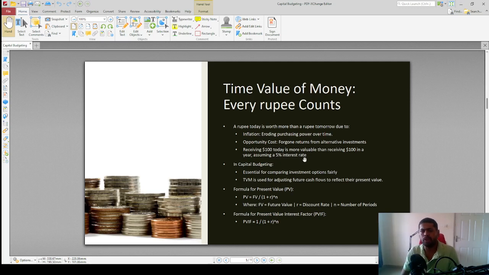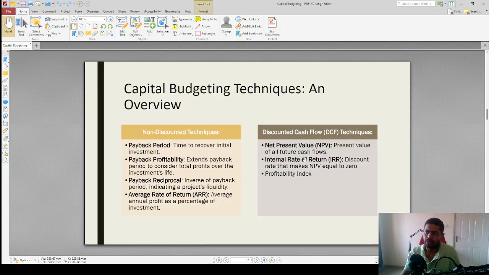We'll probably explore this more when we look into something like net present value, but for now this is just a concept you need to know. Now we go into capital budgeting techniques and the overview of the different techniques. As you can see, there are two different schools of techniques. One is the non-discounted techniques and the other is the discounted cash flow techniques.